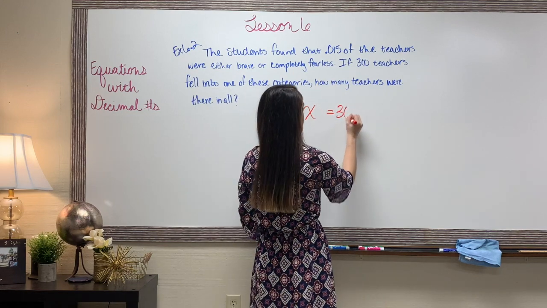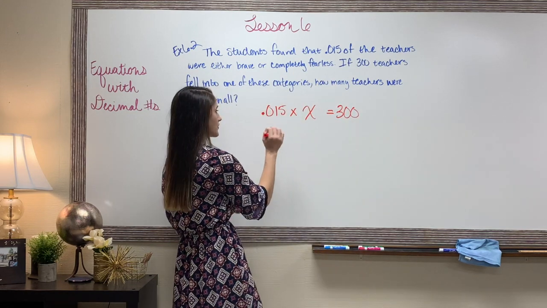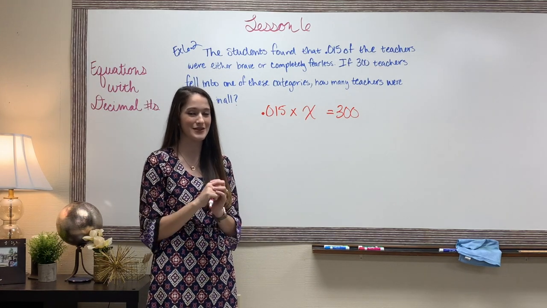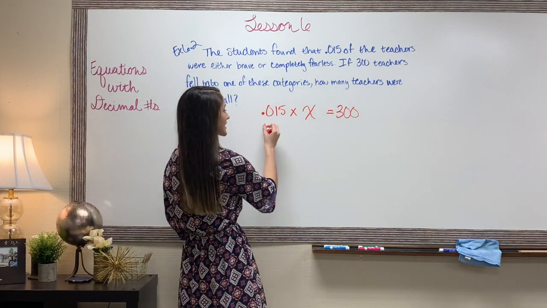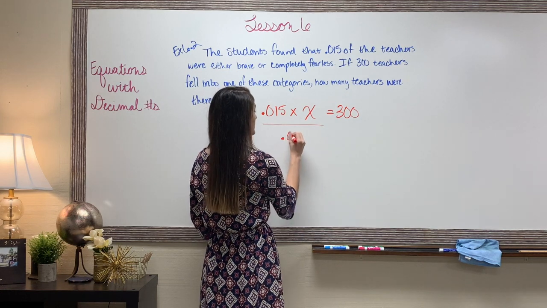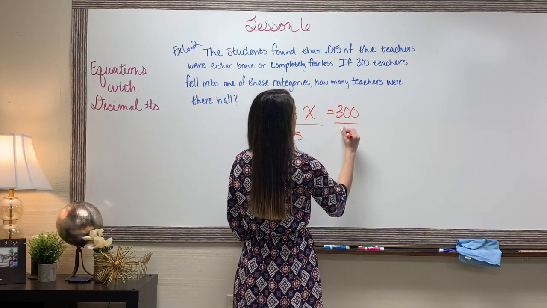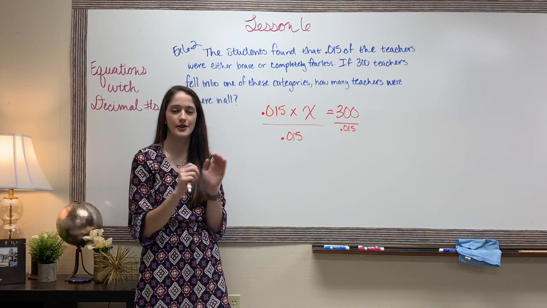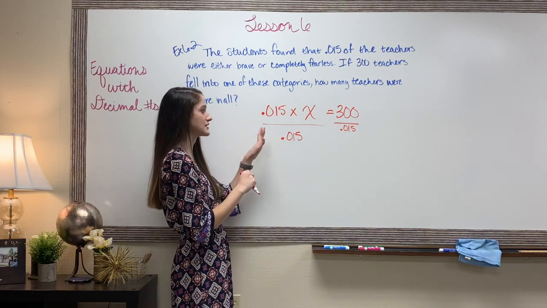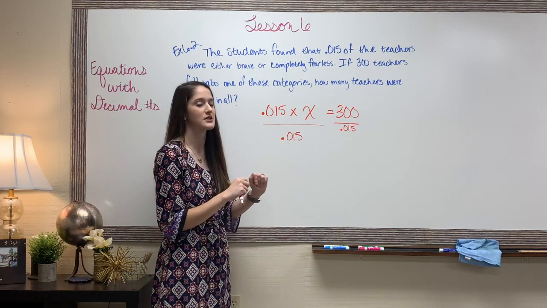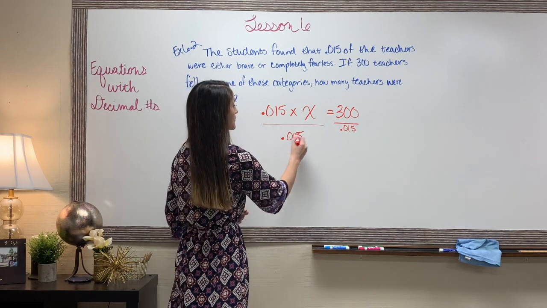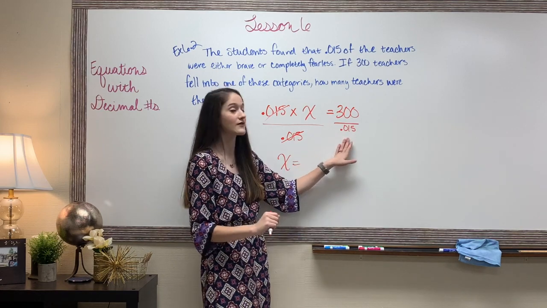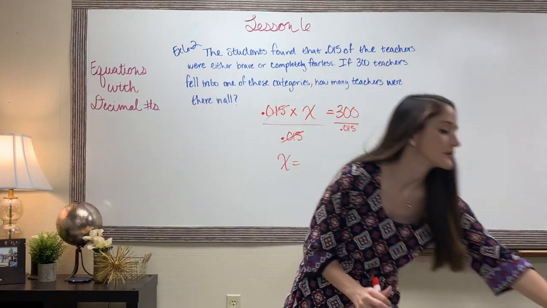It's 300. And so this one, I don't actually have to do what I did in the beginning part of this lesson, because in this case, I'm just going to divide by 0.015. So I don't have to worry about multiplying my entire equation by a power of 10 to get rid of the decimal, because this is the only decimal I'm dealing with, and it's about to get resolved right now. So our total number of teachers is 300 divided by 0.015.